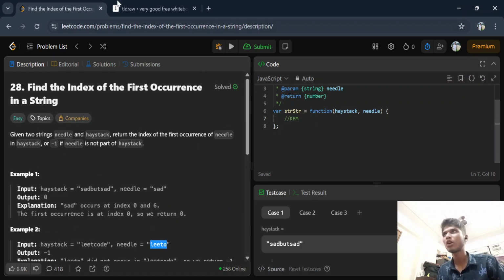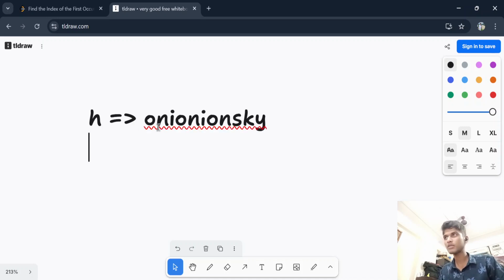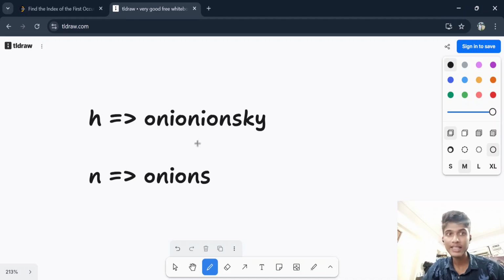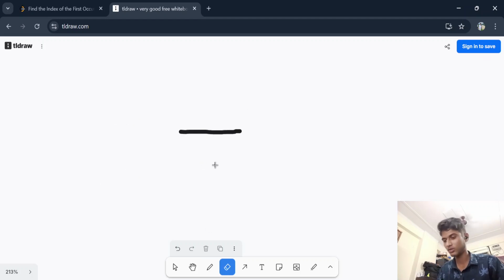Okay, so now let me take my own example. My haystack is "onionsky", and now I'm making my needle "onions". So first, is this haystack containing the needle? The haystack is "onionsky", so is it containing the needle "onions"? See, it is containing this. This is present inside this. So it means yes, we are doing it right.